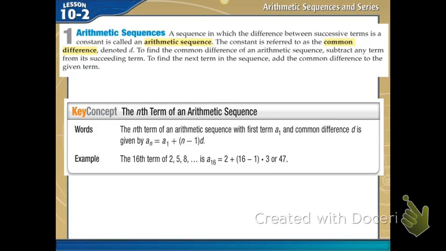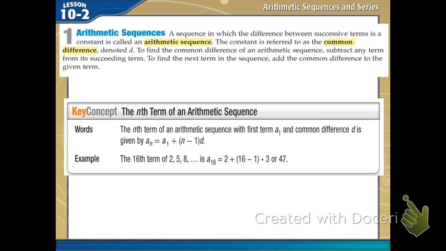This video looks at arithmetic sequences. Arithmetic sequences are sequences in which the difference between the terms is a constant. The constant is often referred to as the common difference, and we use D to denote the common difference.